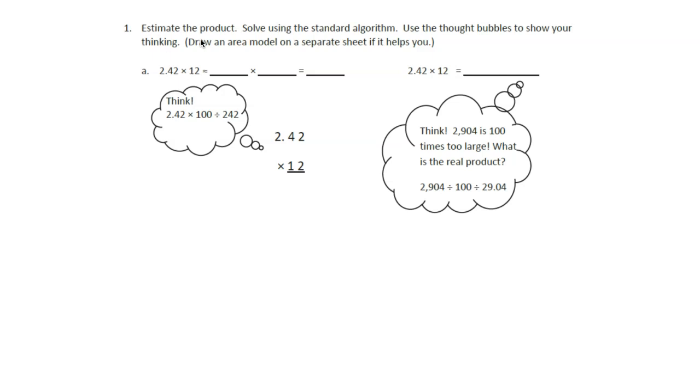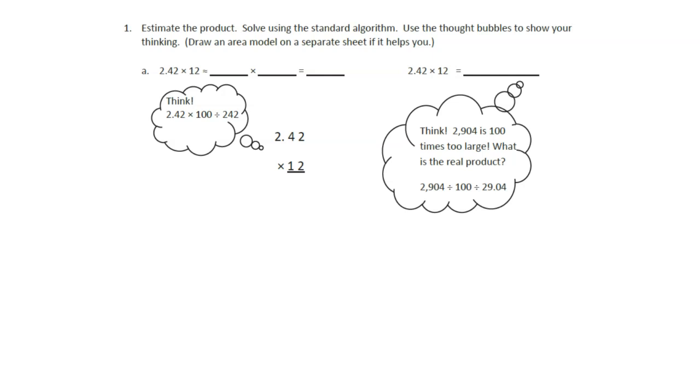Number one asks us to estimate the product and then solve using the standard algorithm. Use your thought bubble to show your thinking. It says draw an area model on a separate sheet if it helps. We're not going to draw the area model, we're just going to stick to the standard algorithm and our estimation here. So let's take a look.